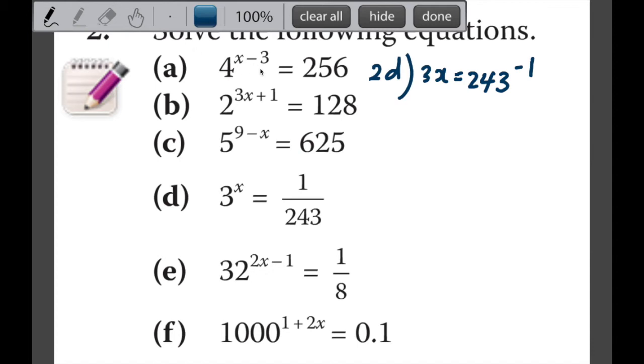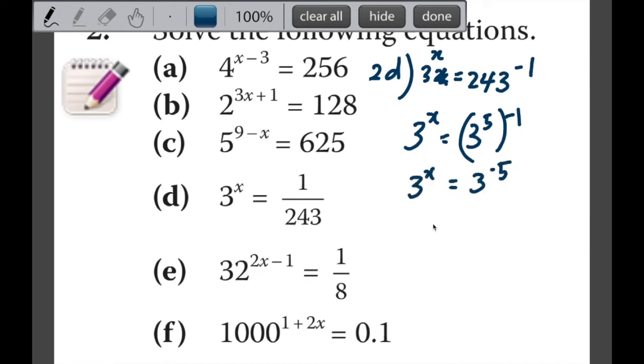What you have is 3 to the power of x, sorry, I did that wrong, 3 to the power of x is equal to, 243 is 3 to the power of 5, negative 1, so 3 to the power of x is equal to 3 to the power of negative 5. So by direct comparison, x is equal to negative 5.